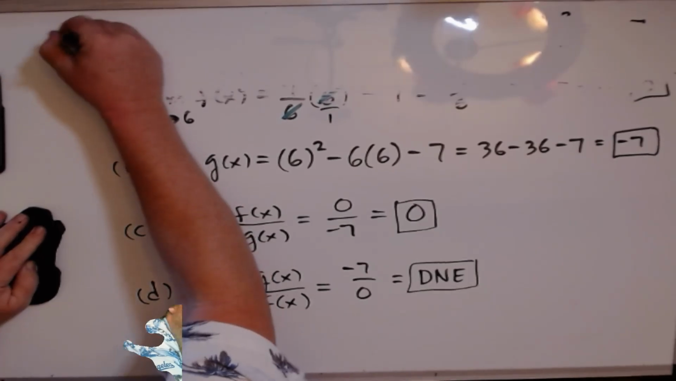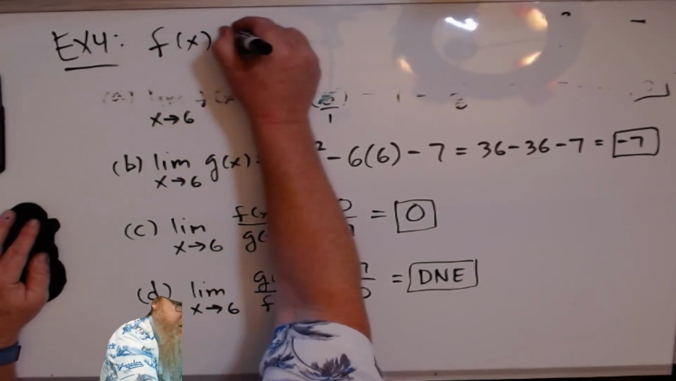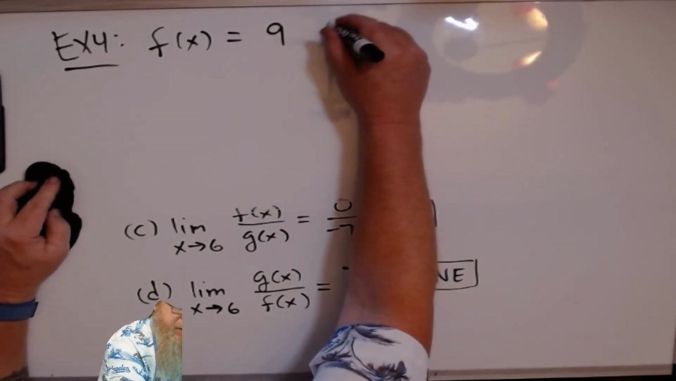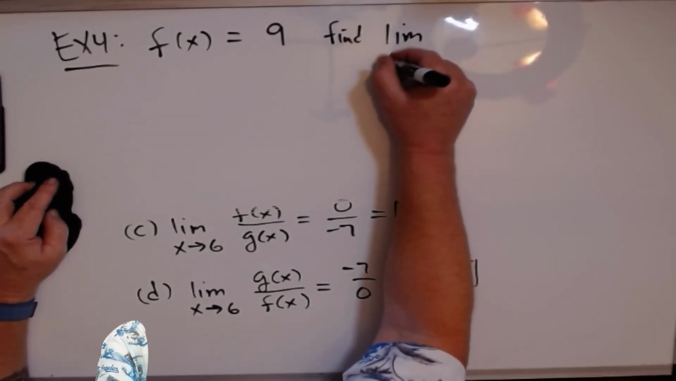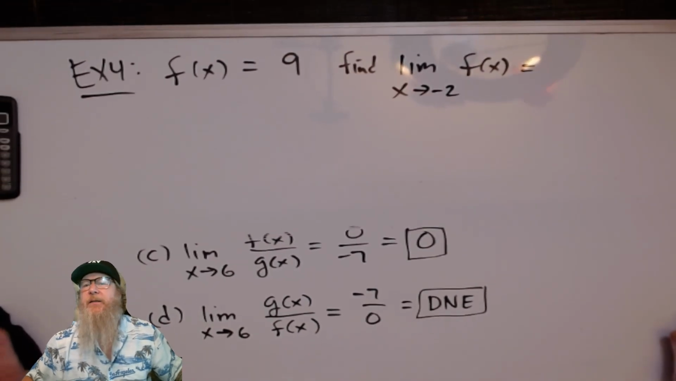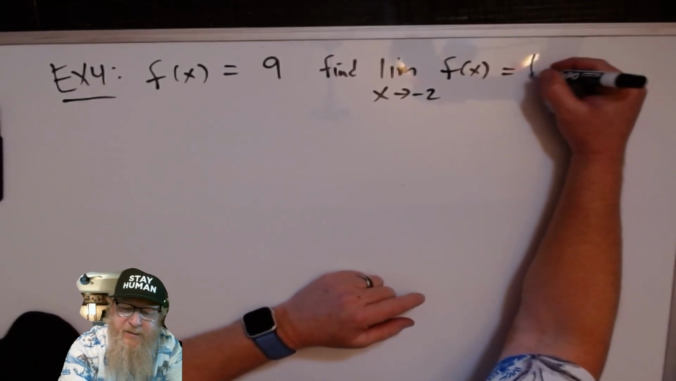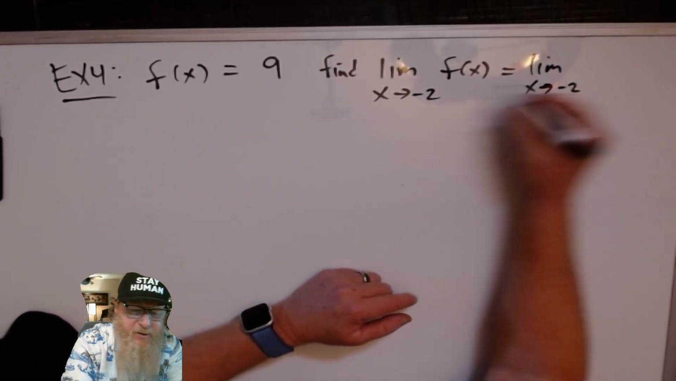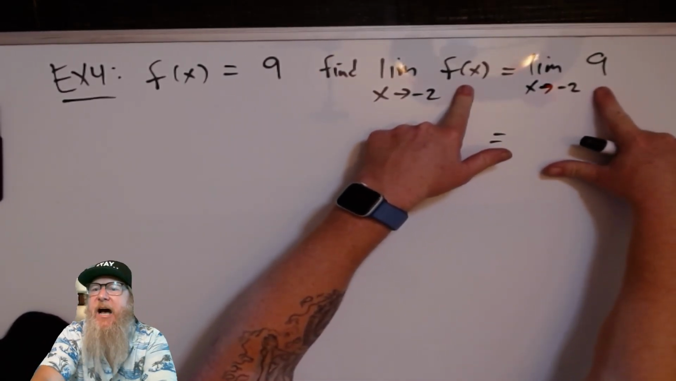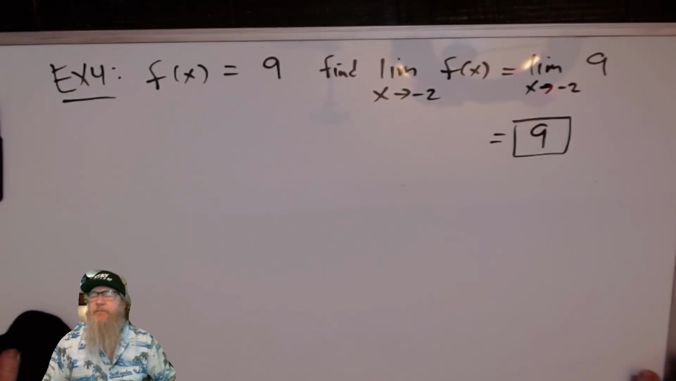All right, example 4. F of x equals 9. Find the limit as x approaches negative 2 of f of x, and use the properties. All right, so this is the limit as x approaches negative 2 of 9. Directly substituting, the f of x is 9. This is a constant, so the answer is still 9.